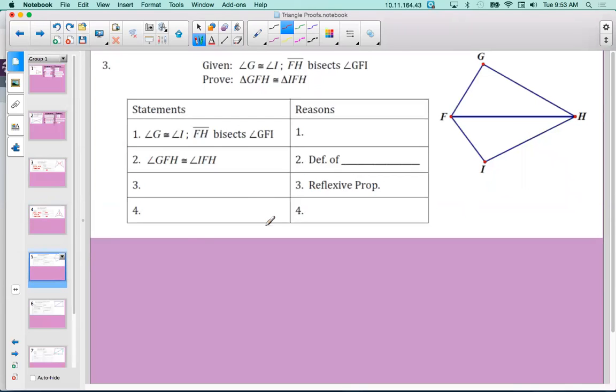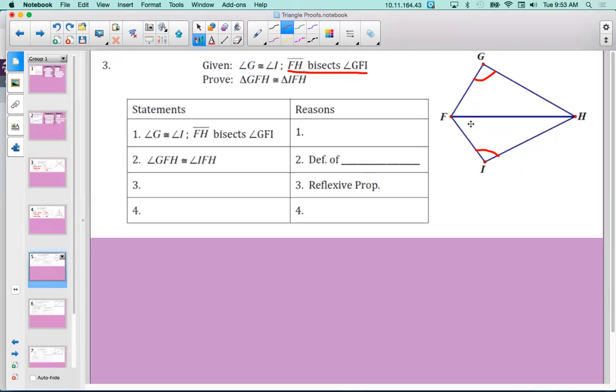Number 3. Okay, here's another one that's good to talk about. We've got a different part here: bisects. It says that side FH bisects angle GFI. Let's talk about how we're going to use this. Let me mark my given fact here. Angle G is congruent to angle I, so this angle is congruent to this angle. And we're told that FH bisects angle GFI, so it bisects this big angle.